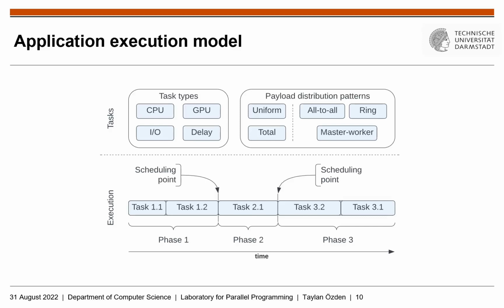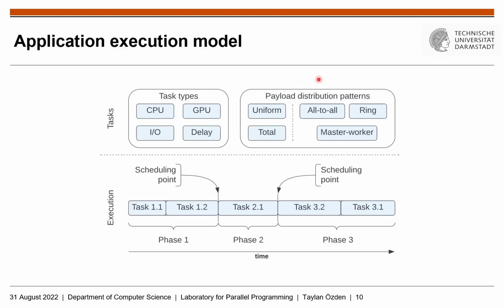Which brings me to the application execution model. If you have a look at the upper left, you can see that we support multiple task types such as CPU, GPU, I/O, or delay tasks. And all of these tasks hold a certain payload. The payload describes the amount of work that is executed on the simulated platform. For CPU tasks, that is, for example, the number of floating point operations, and for I/O tasks, that might be the number of bytes to write to the parallel file system. And as we describe them using a single number, or a performance model that is evaluated to a single number during runtime, we somehow have to distribute this number among the participating resources.